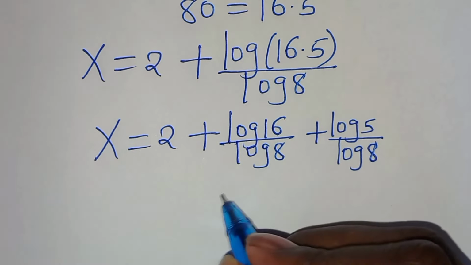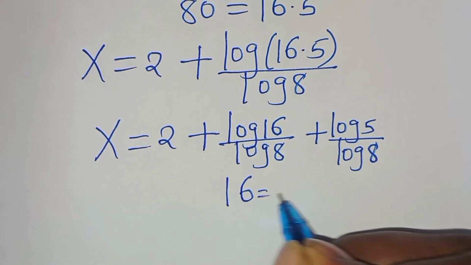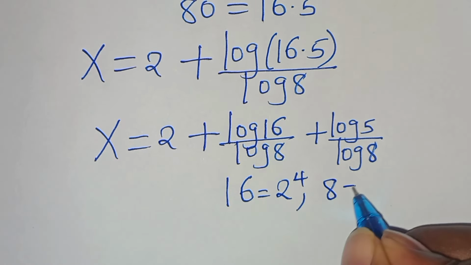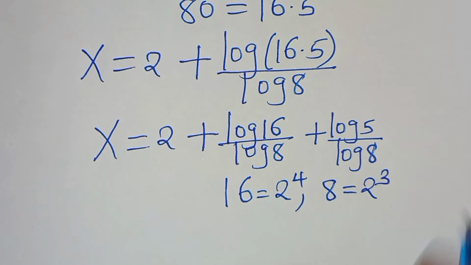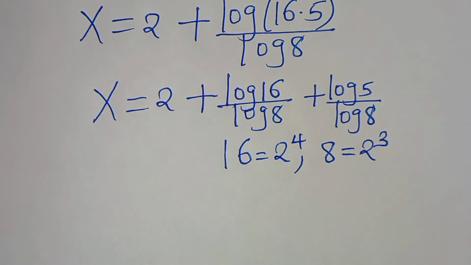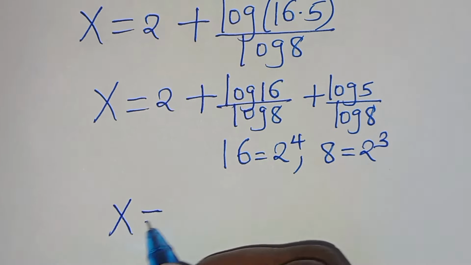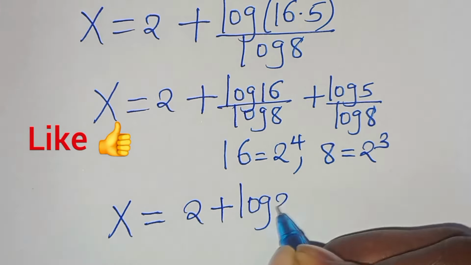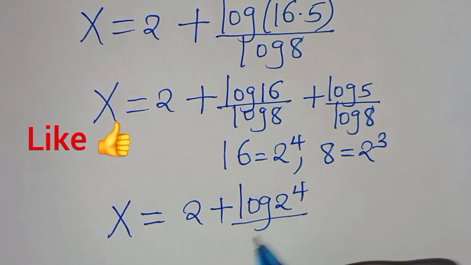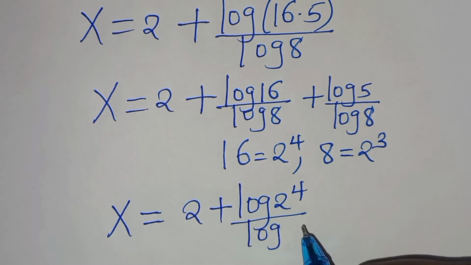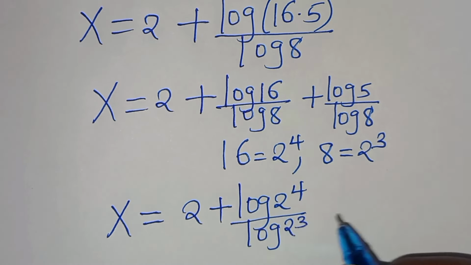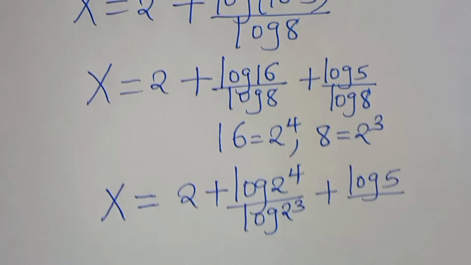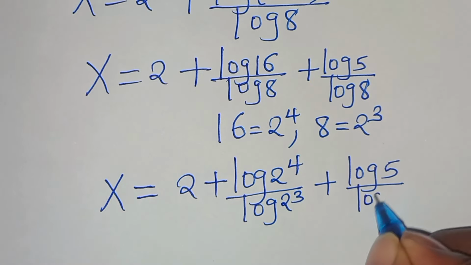The next step is that we can express 16. This is the same thing as 2 to the power of 4. And we can express 8. This is the same thing as 2 to the power of 3. Therefore, we have that x is equal to 2, plus, now we have log 2 to the power of 4 divided by log 2 to the power of 3, then plus log 5 divided by log 2 to the power of 3.